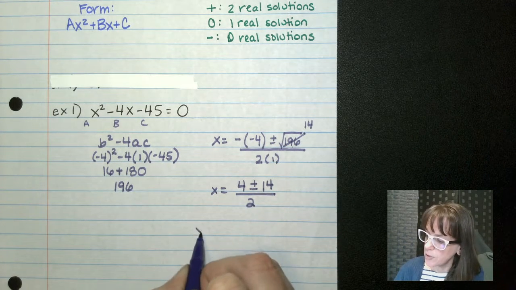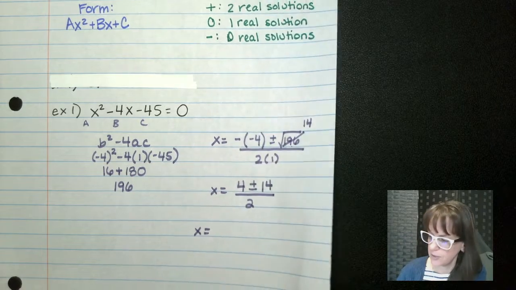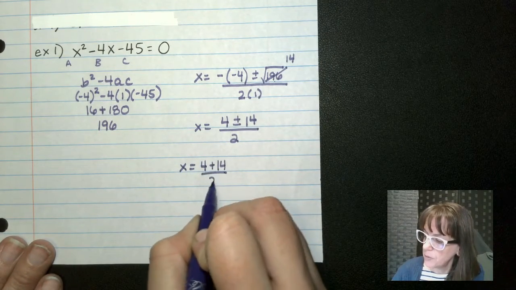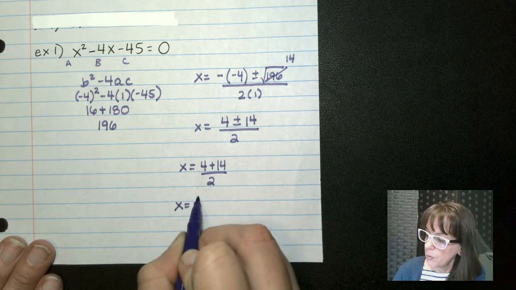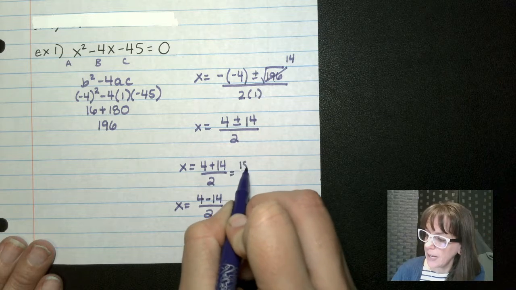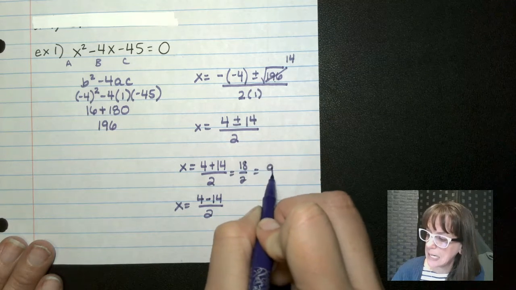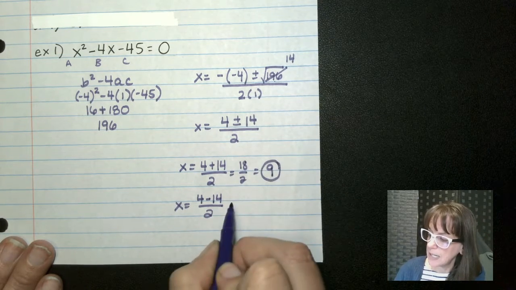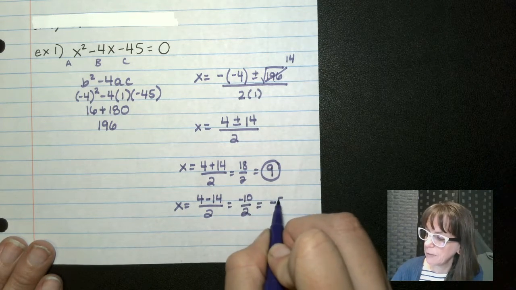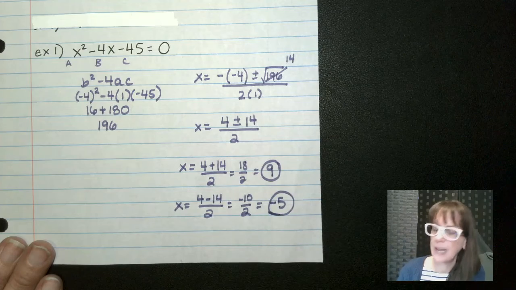So we have two solutions here, I should say. We have x equals 4 plus 14 over 2, and we have x equals 4 minus 14 over 2. Up here we get 18 over 2, which equals 9. Now down here we get negative 10 over 2, which is negative 5. So we have two solutions here, 9 and negative 5.